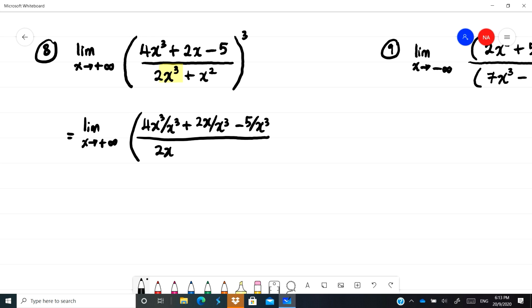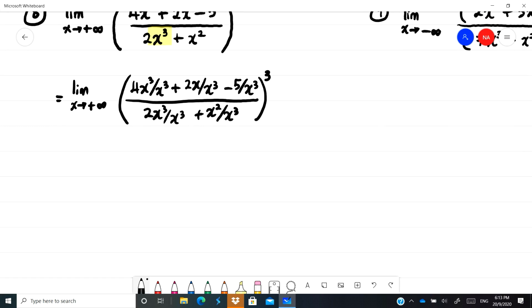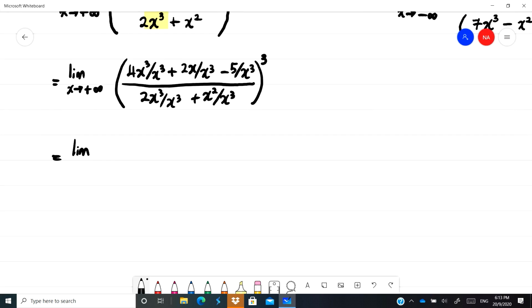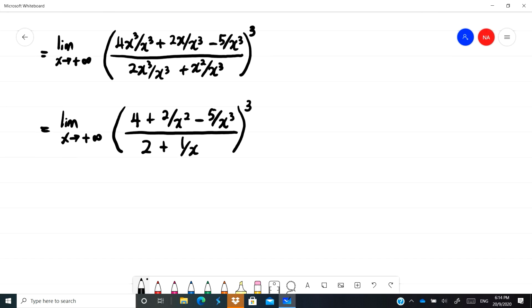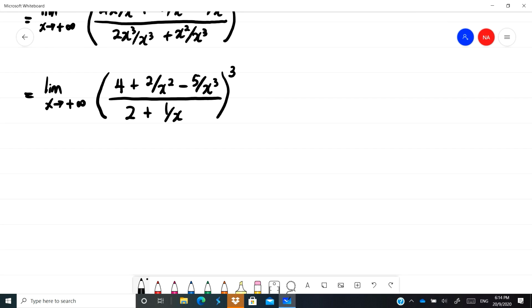The whole thing over 2x to the power of 3 over x to the power of 3 plus x squared divided by x to the power of 3. But don't forget this power of 3 outside the brackets. Now we're going to simplify this. Limit as x approaches positive infinity gives you 4 plus 2 over x squared minus 5 over x to the power of 3, the whole thing over 2 plus 1 over x, the whole thing to the power of 3. Now we have to substitute the value of x with positive infinity.